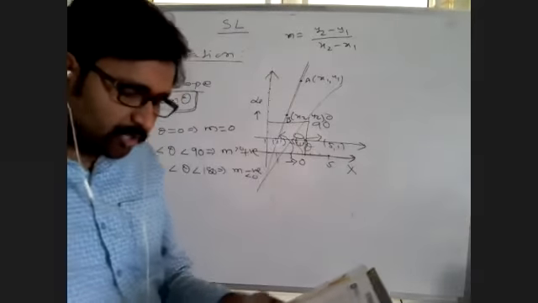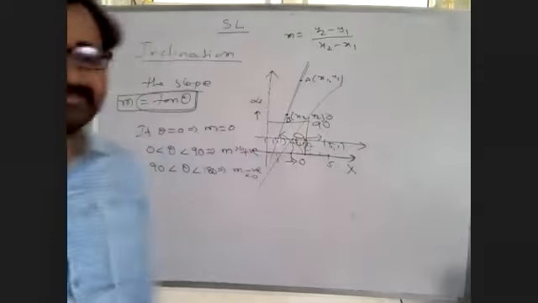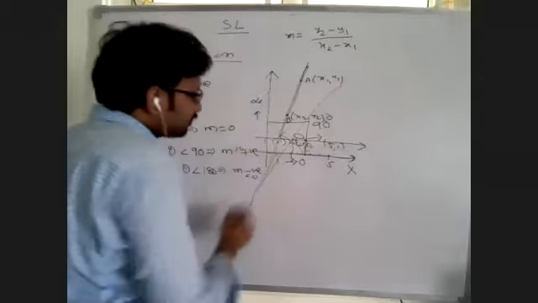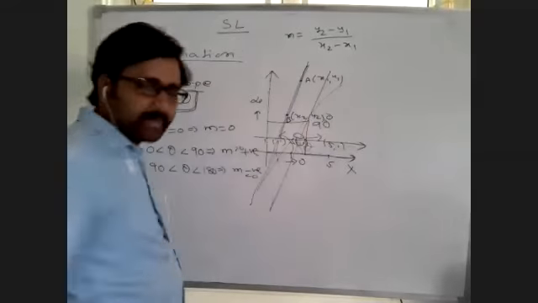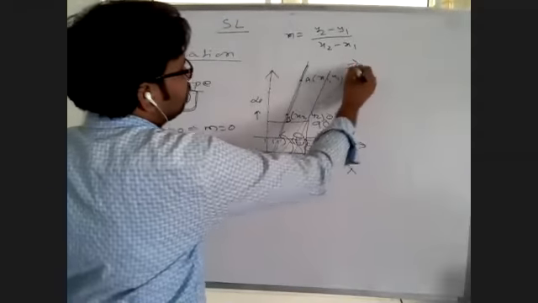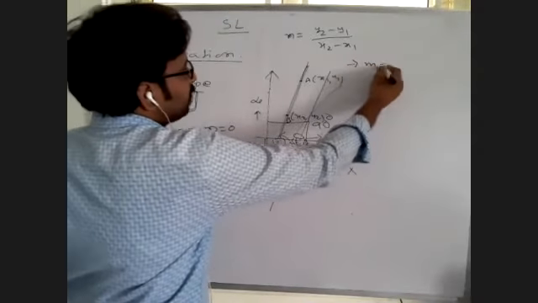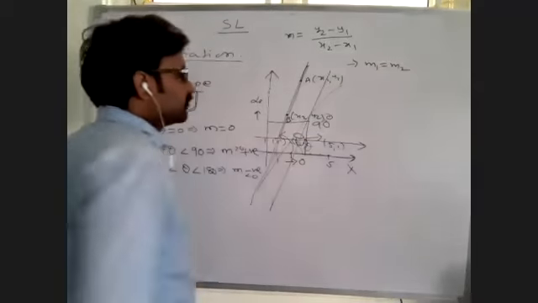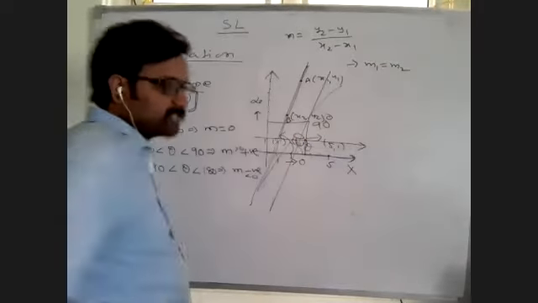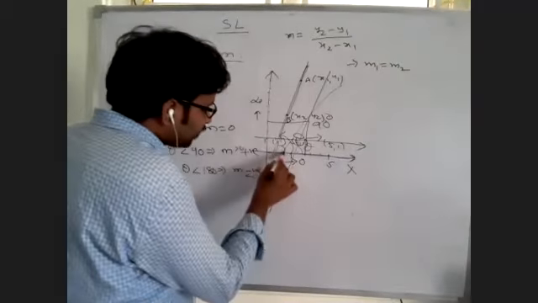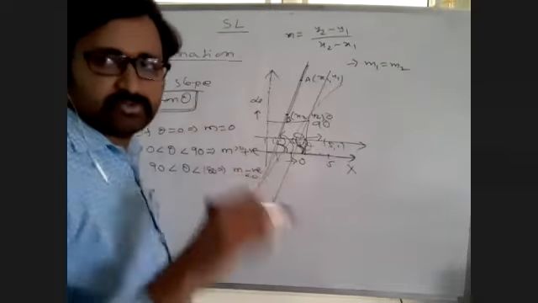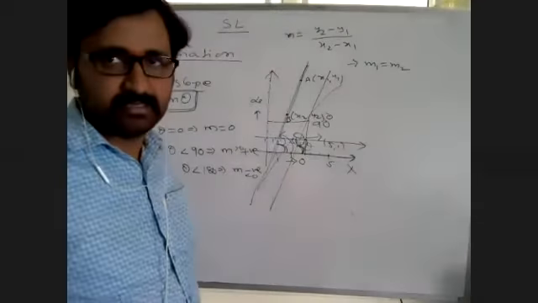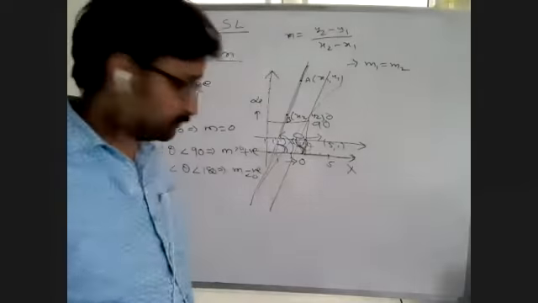Next, if two non-vertical lines are parallel, that means this is one non-vertical line, this is one more non-vertical line, then the slopes are equal. m1 equals m2. The slope of this line is equal to the slope of this line. Why? Because these two make the same angle with the x-axis. They have the same inclination with the x-axis. That's why the slopes are the same.